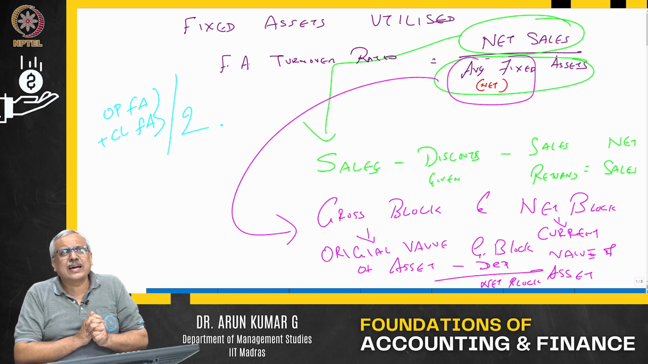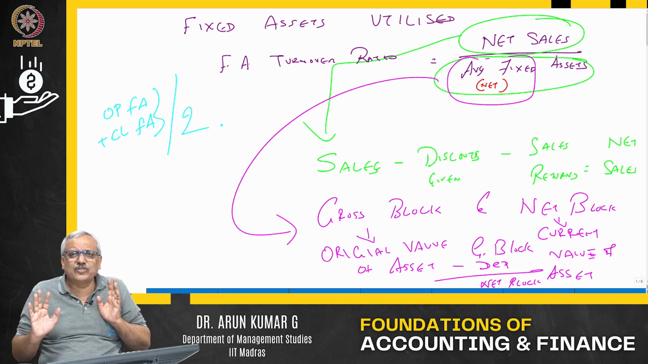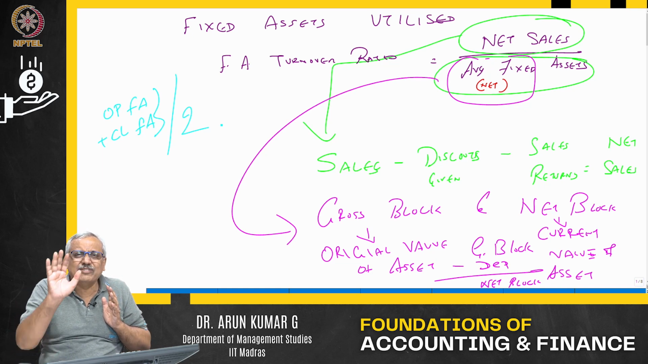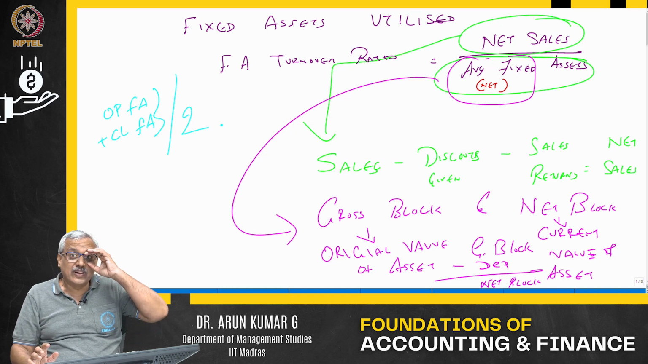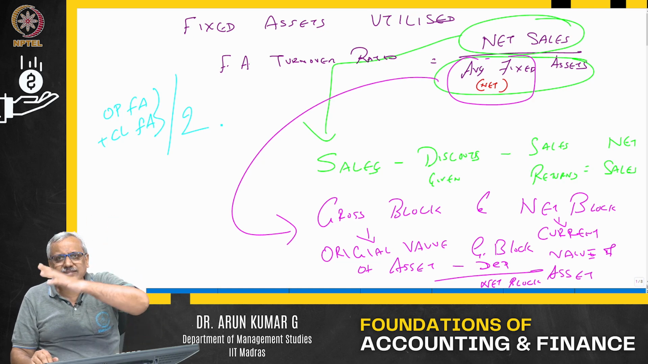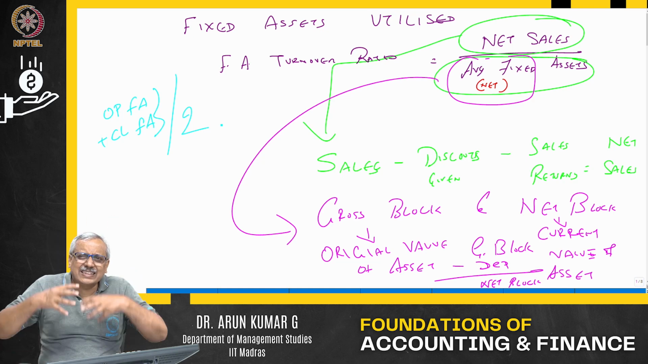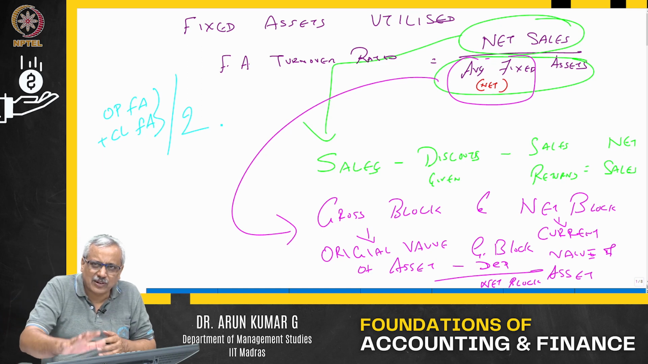Now, sir, can I do a current asset turnover ratio? Yes, you can do. Ratios will have to be devised. For example, if your organization is very low on fixed assets, it is a service industry, and you have huge current assets, then the current asset turnover ratio makes more sense in that particular case. So, as of now, we are not looking at that.